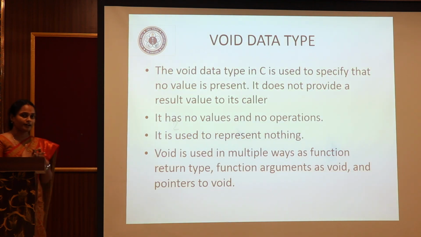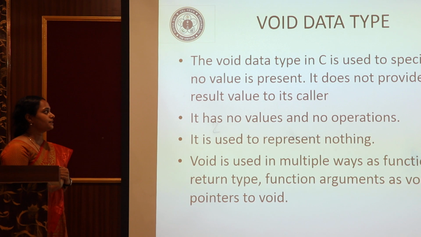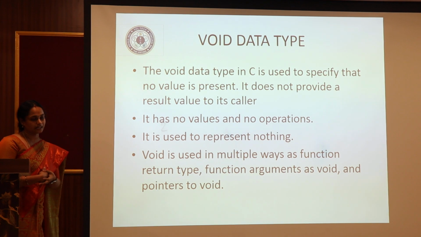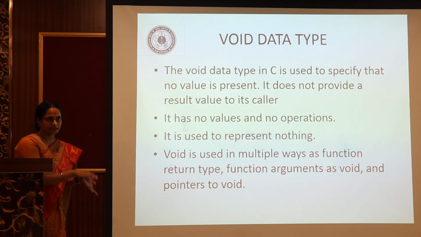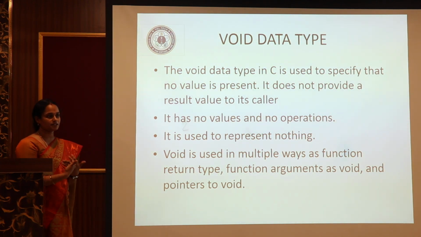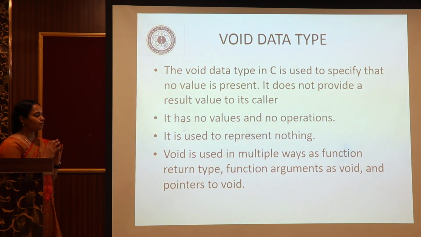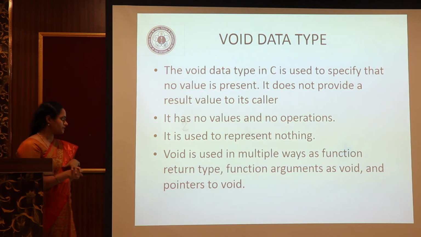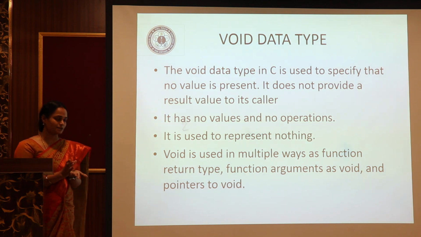That's all. Then we have finally come to the conclusion with the last data type, that is the void data type. The void data type is used to specify no value in the process. Because if we declare some value, it may be either a character, an integer, or a floating point. So I have to declare it in one function using the void data type. So the void data type returns nothing. It has no values and no operations, it represents nothing, and it is used in multiple function return types. Void is only used for function return types.